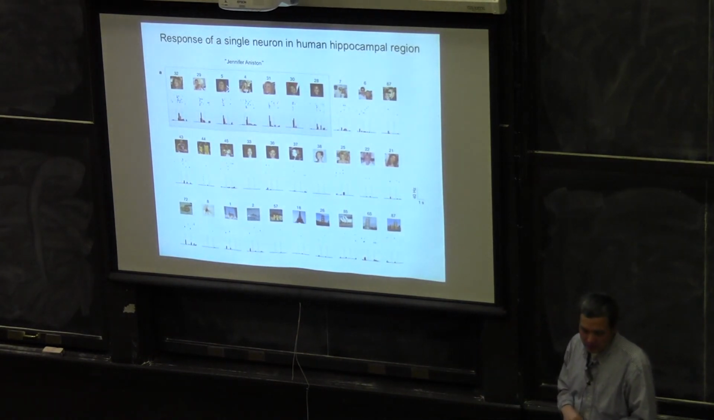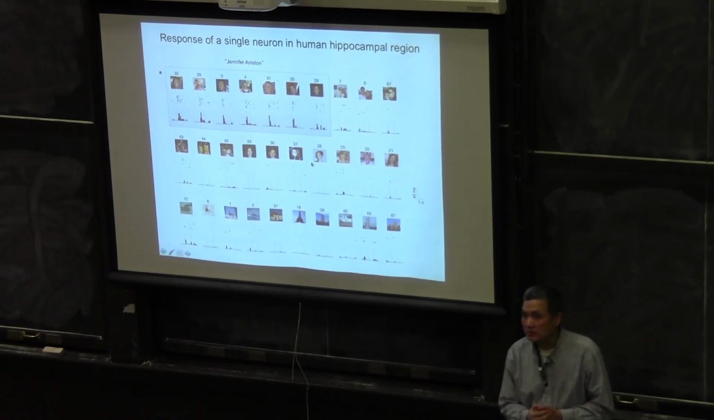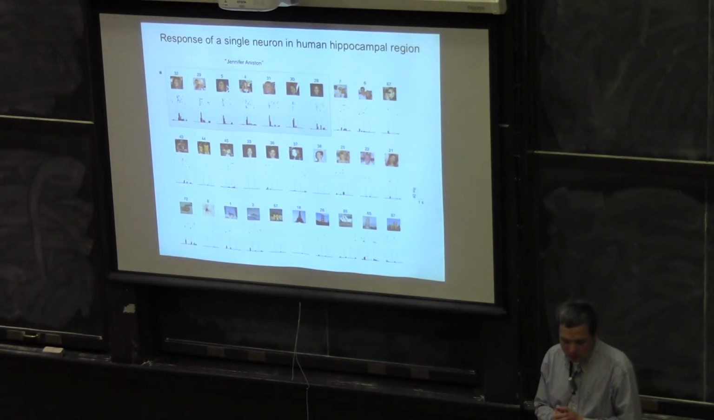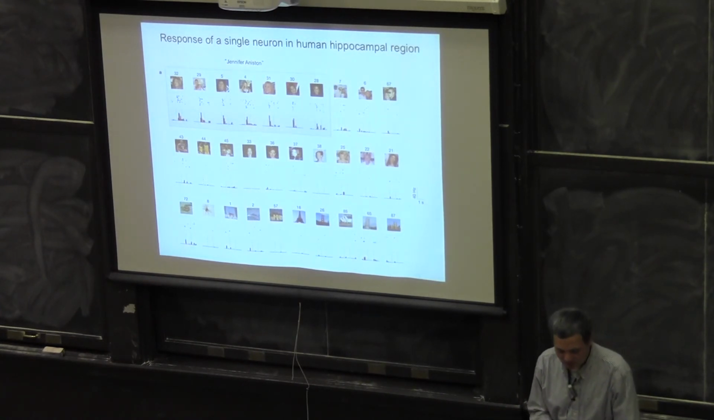But this shows you two things. First of all, the cell is very specific. They care about her, but not other actors in a similar dress, similar look. It had to be her. It's very specific. And also, this phenomenon has to be learned. There's no way you can be born with a Jennifer Aniston cell. It has to be learned.